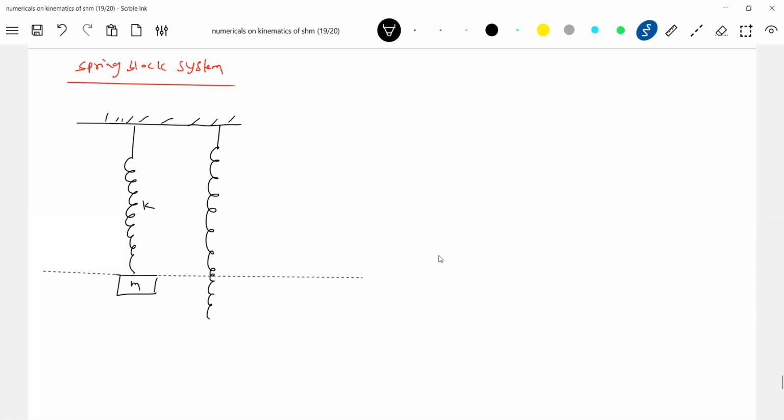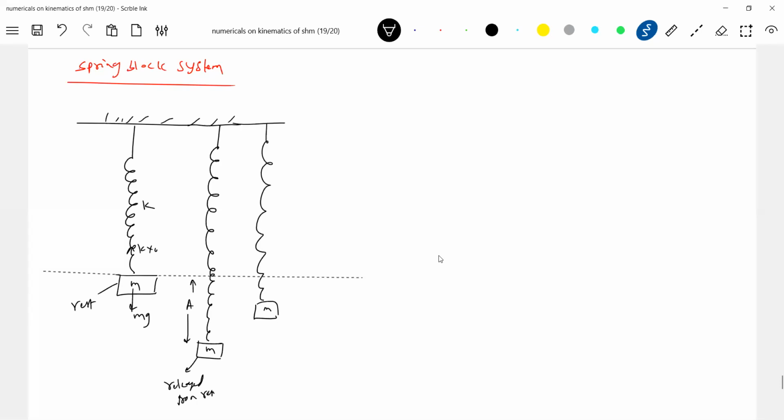I'll pull the block by a certain distance, say like an amplitude, I'll give A. Release from rest. So this is at equilibrium. So initially how much? Kx naught, this is mg. This is at rest, no? Release from rest. And by the time it comes here, it will be having certain velocity v.